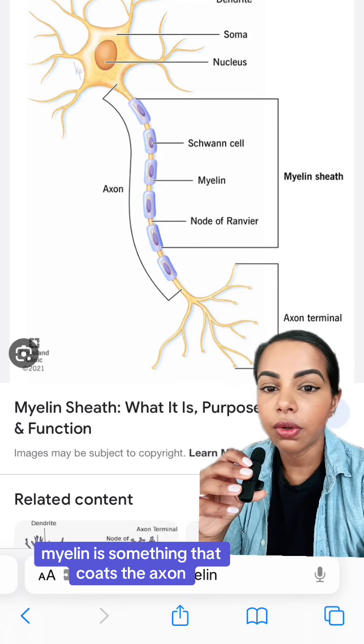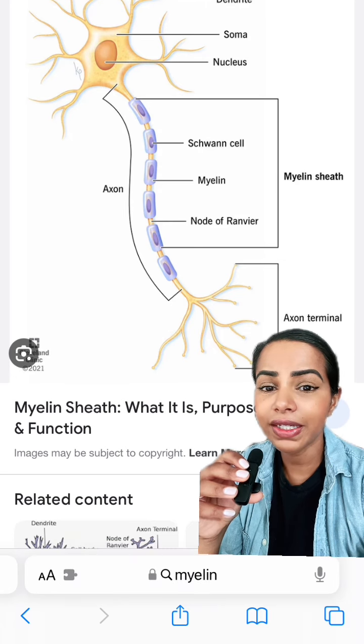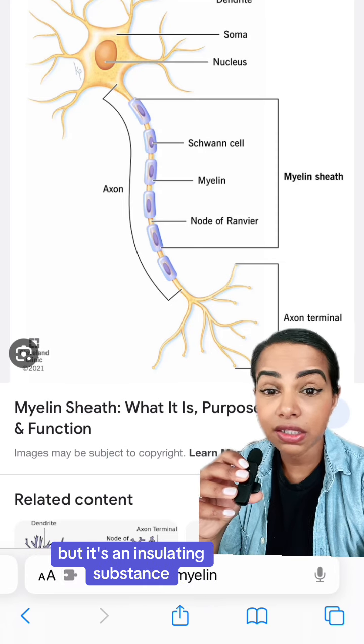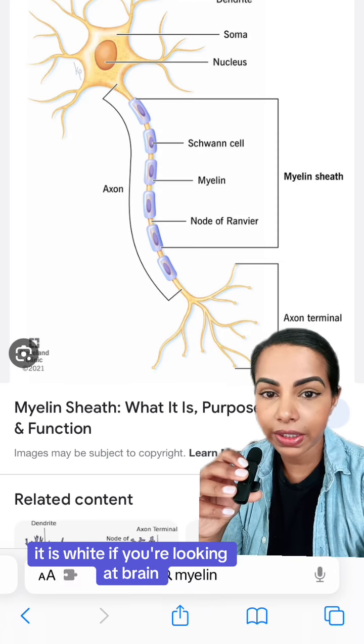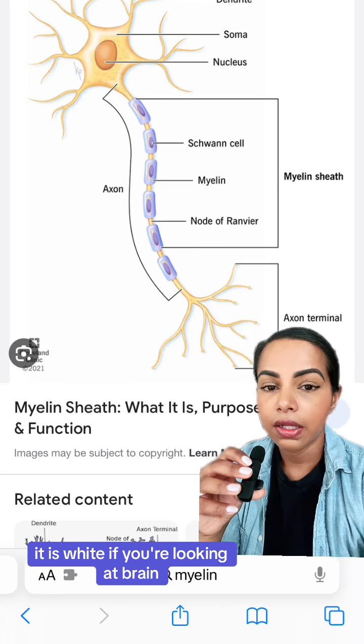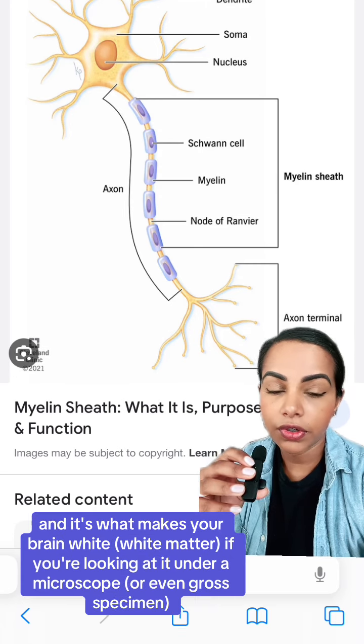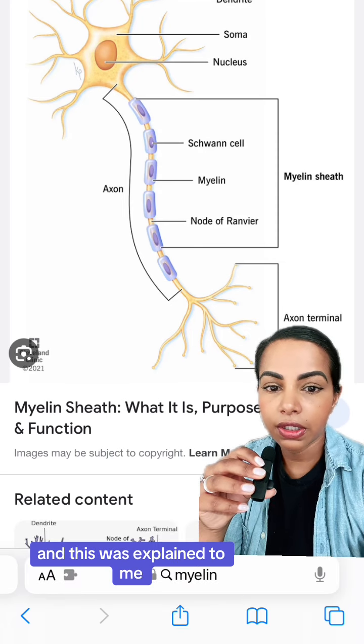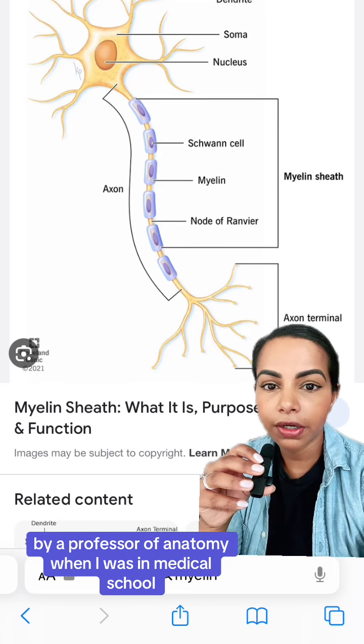Myelin is something that coats the axon. I don't want to say it's a rubbery substance, but it's an insulating substance. It is white, and it's what makes your brain white if you're looking at it under a microscope. Think of it this way, and this was explained to me like so by a professor of anatomy when I was in medical school.